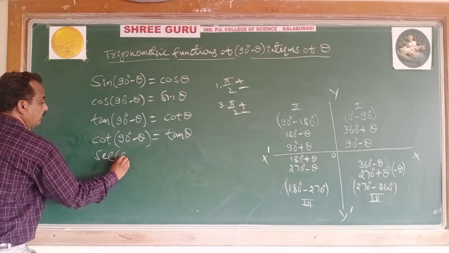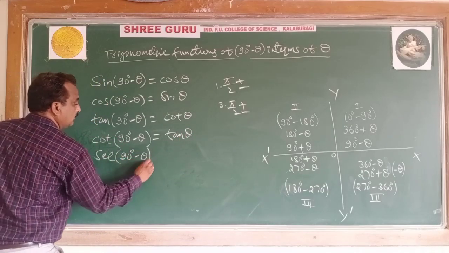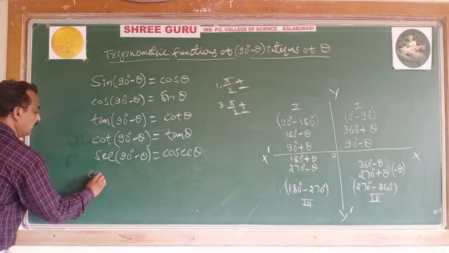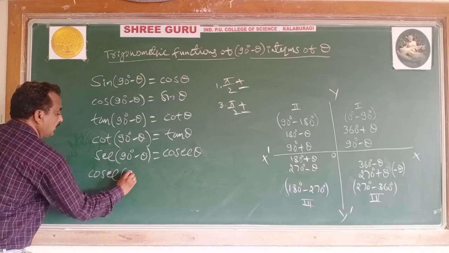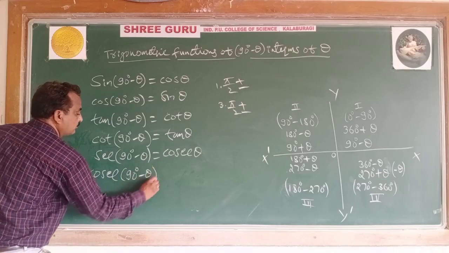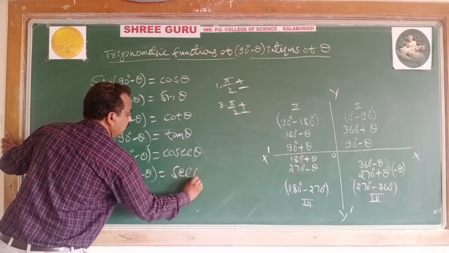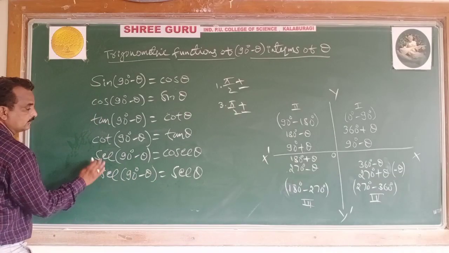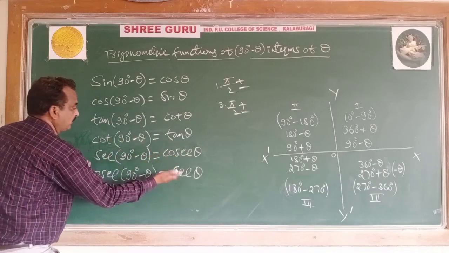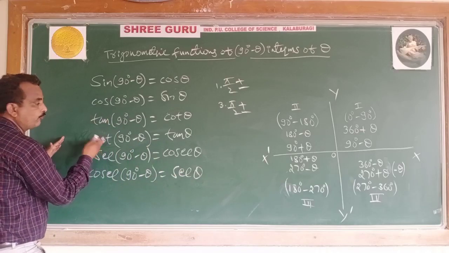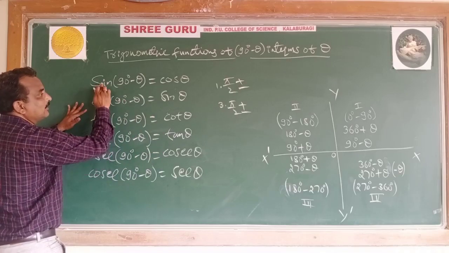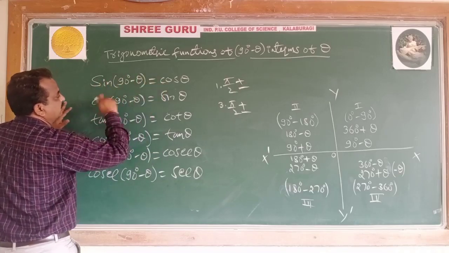Secant of 90 degree minus theta changes to cosecant theta, and cosecant of 90 degree minus theta changes to sec theta. You know, students, sec and cosec are co-functions. Sec becomes cosec, cosec becomes sec. Tan and cot are co-functions. Tan becomes cot, cot becomes tan. Sin and cos are co-functions. Sin becomes cos, cos becomes sin.